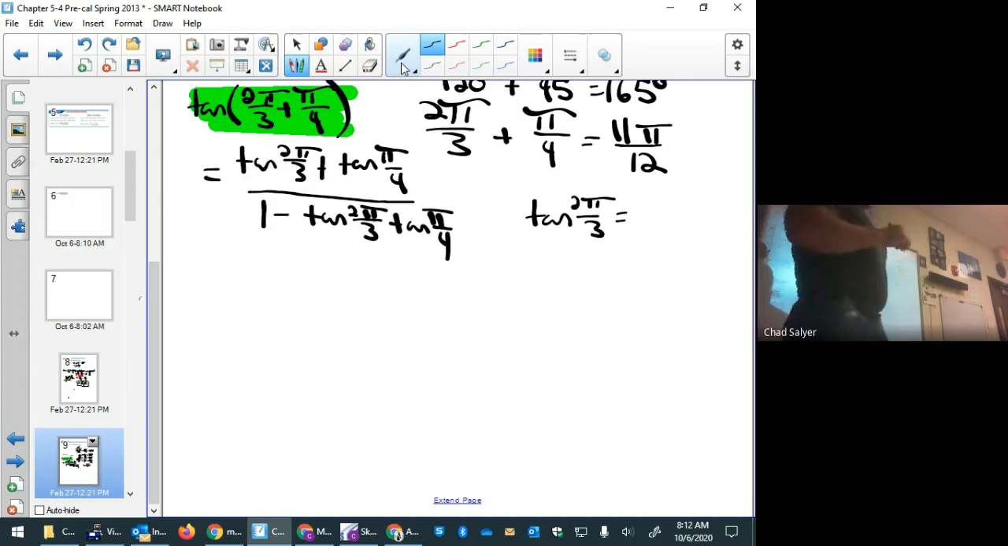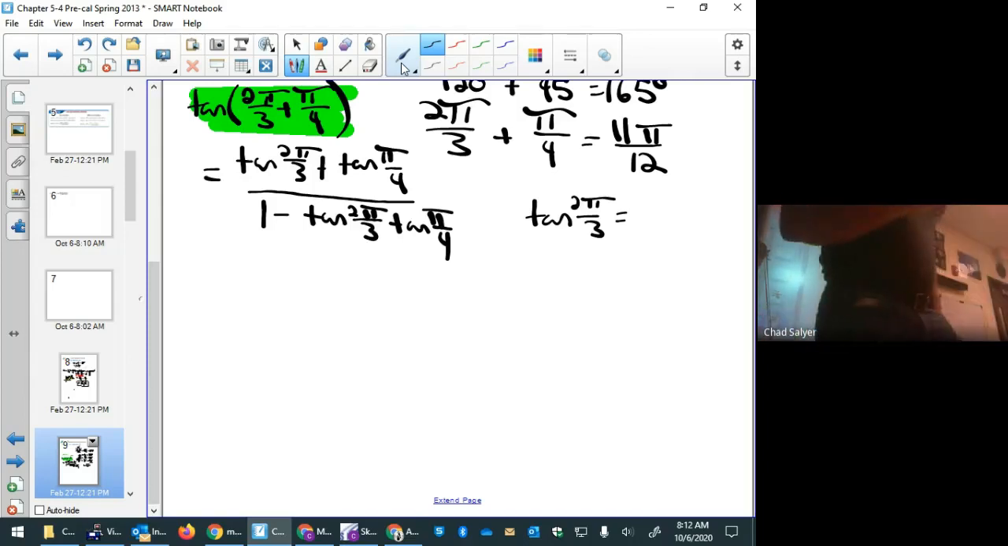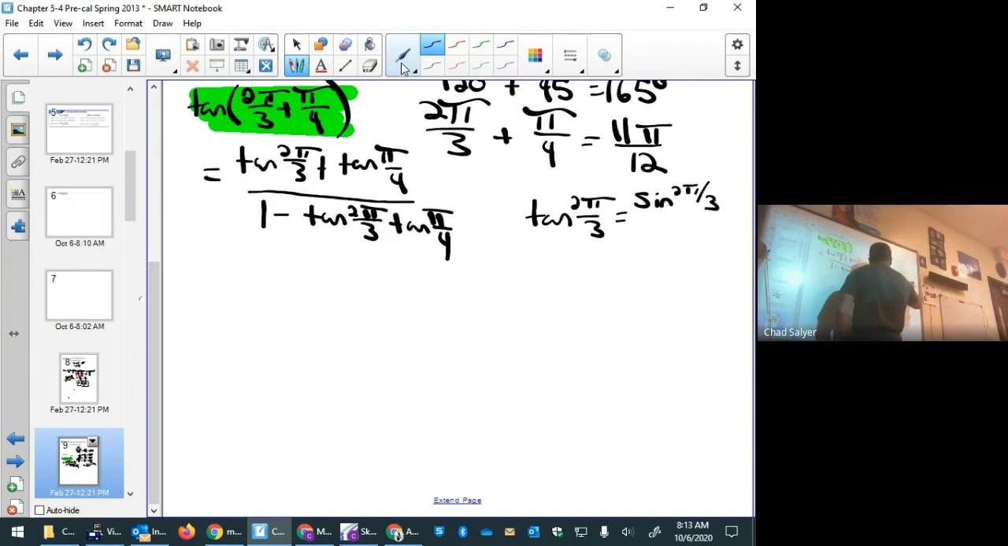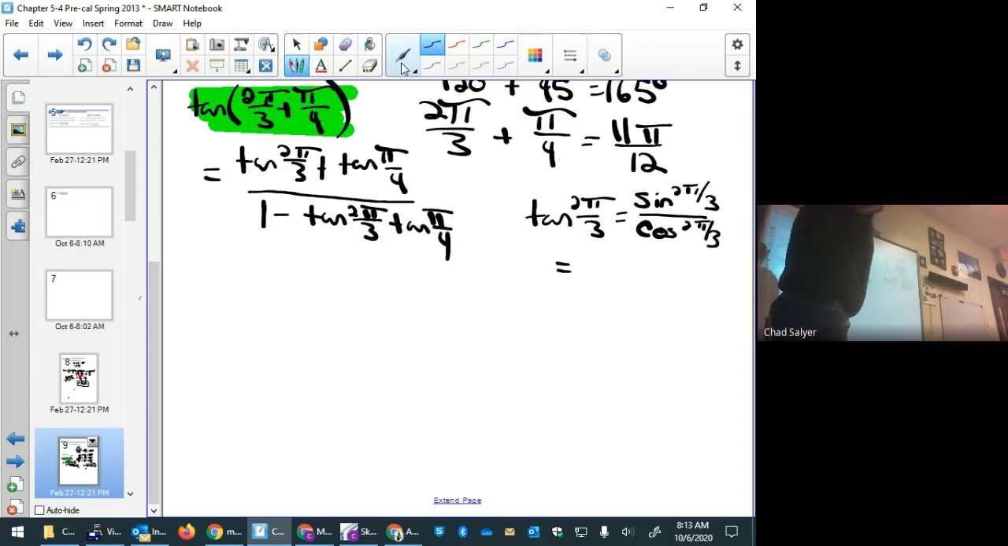Reciprocal identity. The tangent is equal to what, Riley? Blank over the blank. Excellent. So we've got sine of 2 pi over 3 over cosine of 2 pi over 3. And then on the unit circle, Ian, what is the sine of 2 pi over 3?